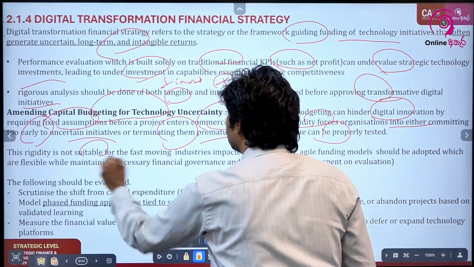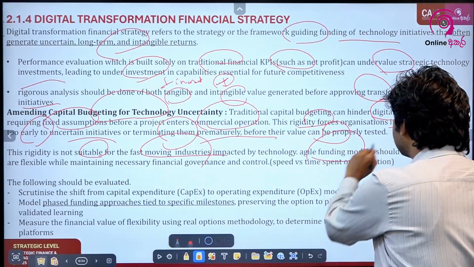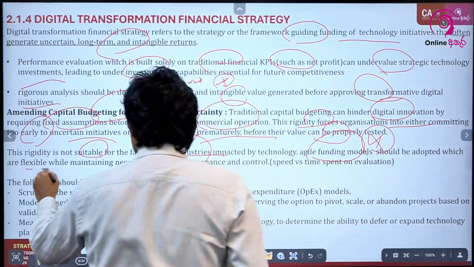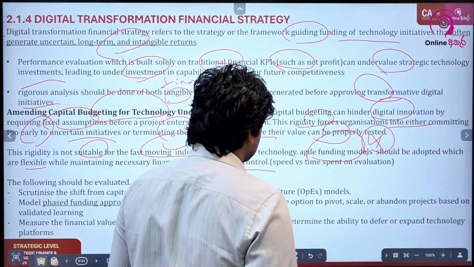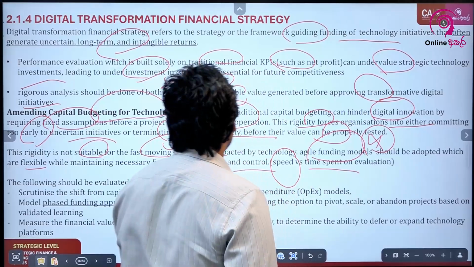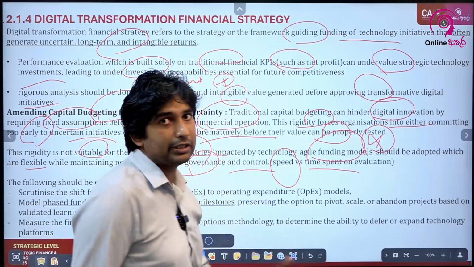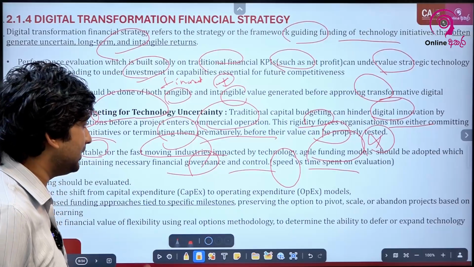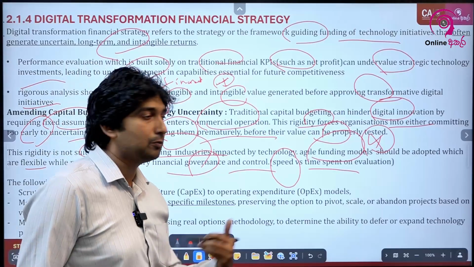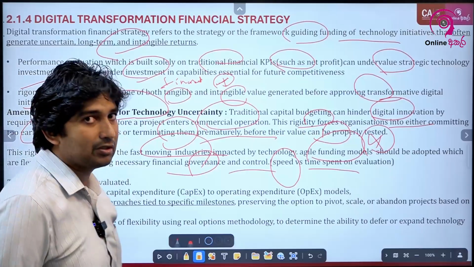This rigidity is not suitable for fast moving industries. So you need to come up with agile funding models which are flexible while maintaining financial governance and control. So you need to look at the speed versus the time that you spend on evaluating the project. In a fast moving business environment, you need to be quick and speed up your decision making. If not, your competitors will outpace you in the market. So your project appraisal techniques also need to be changed.